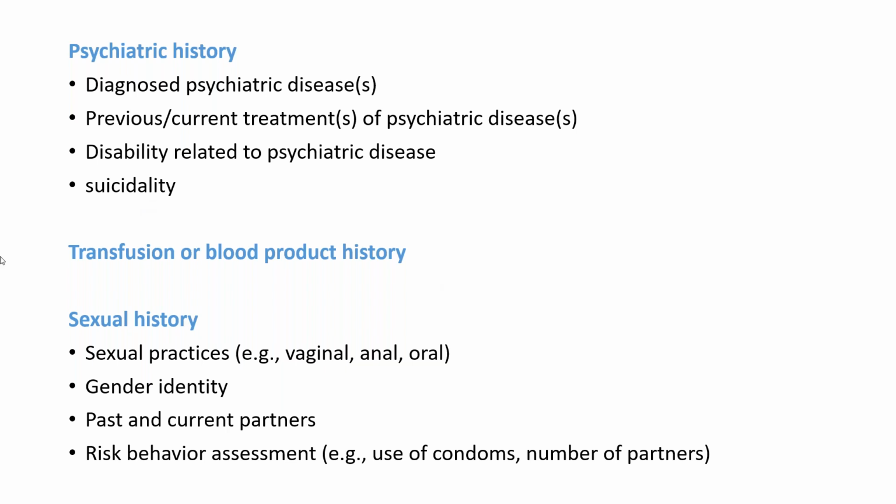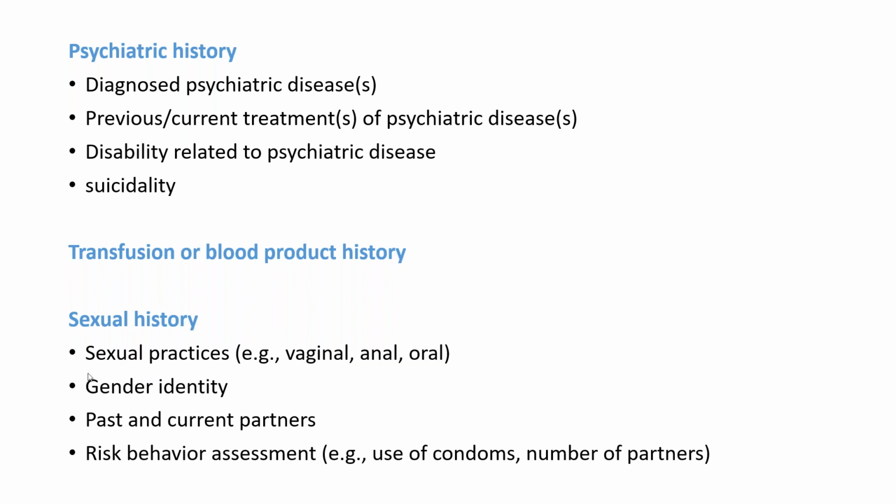Ask about any transfusion or blood product history. Ask about sexual history. What are the sexual practices if the patient has anal sex, oral sex? It is important to know because these are important risk factors for HIV transmission, and they are also important risk factors for continued transmission of HIV from this index patient into the community.